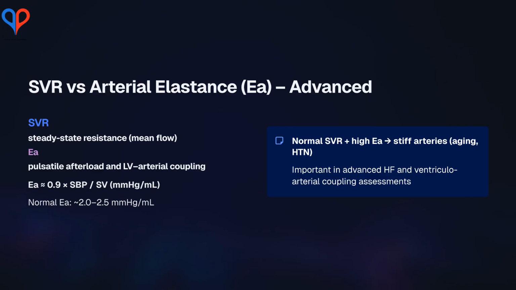Arterial elastance is an advanced metric that describes the pulsatile component of afterload and LV arterial coupling. While SVR captures steady-state resistance, arterial elastance is estimated as approximately 0.9 times SBP divided by stroke volume. A normal arterial elastance, around 2.0 to 2.5 millimeters of mercury per milliliter, reflects efficient coupling. It is possible to have a normal SVR, but a high arterial elastance in stiff arterial systems, such as those seen with aging or chronic hypertension, increasing LV workload despite normal global resistance. This concept becomes important in advanced heart failure and ventriculoarterial coupling assessments.